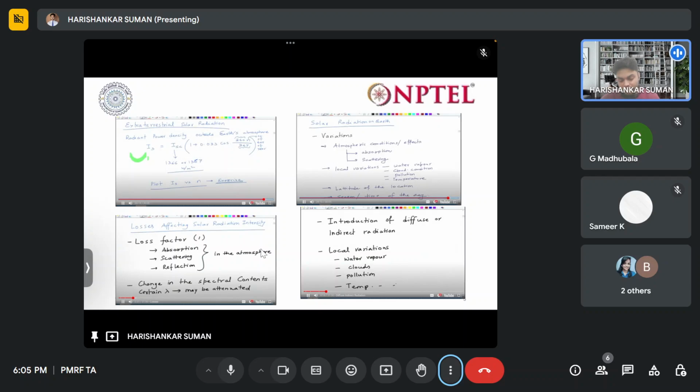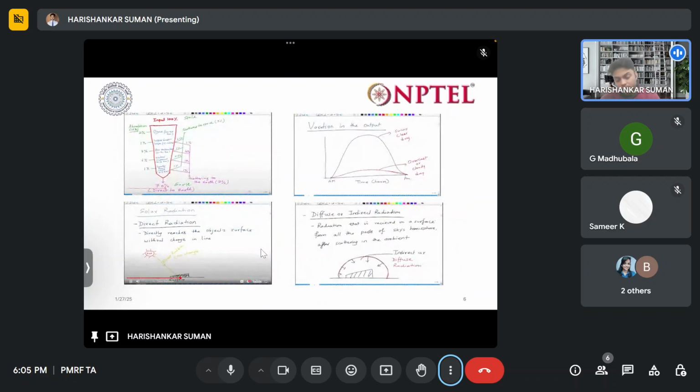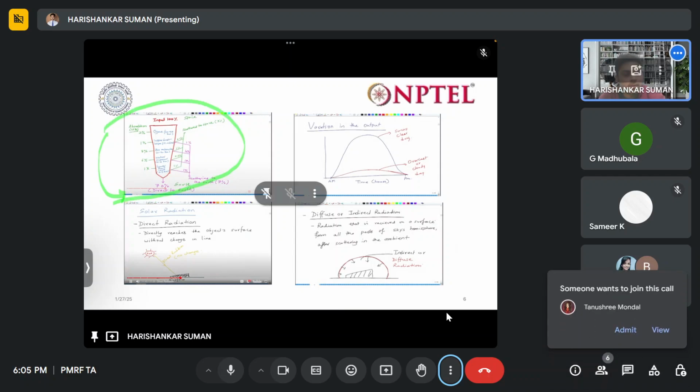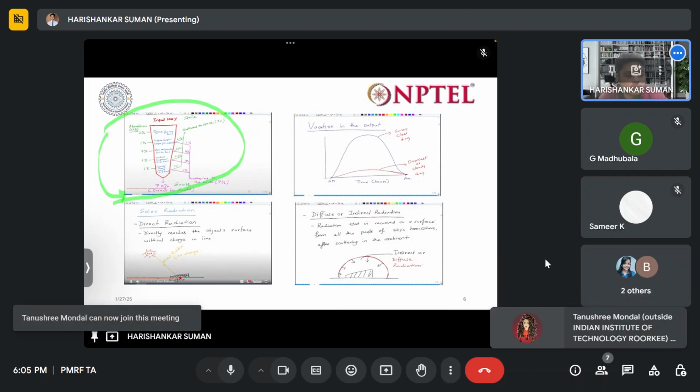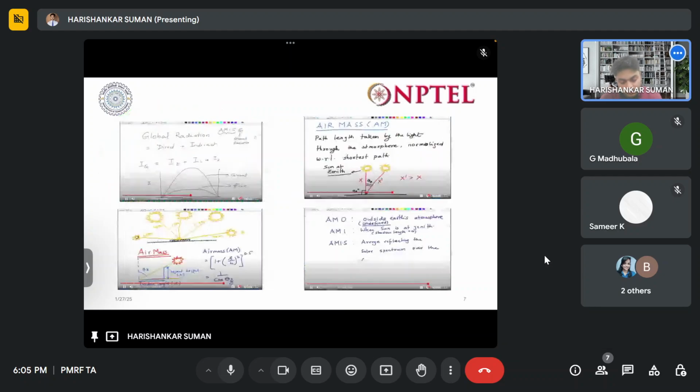Factors affecting solar radiation are absorption, spectrum, or reflection, and also atmospheric local variation, latitude, and absorption at 18%. Then you can see it in percentage form. Direct, indirect, variation, output. So I am recapping this from the lecture, then we will discuss the question. Please see carefully.